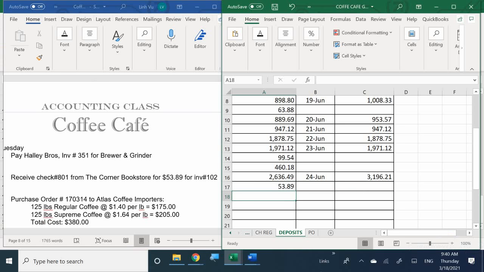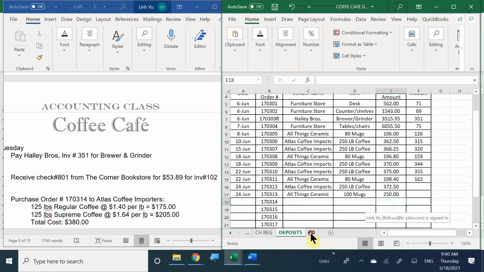Right. Well, since we're already here, you said we have another purchase order, so let's just go ahead and type that in already. So purchase order again on the 25th. We decided to. So this is purchase order number 314. Okay, to who? Atlas Coffee. All right. How many pounds did we buy? Another 250 pounds. And what is the amount for? 380. Okay.